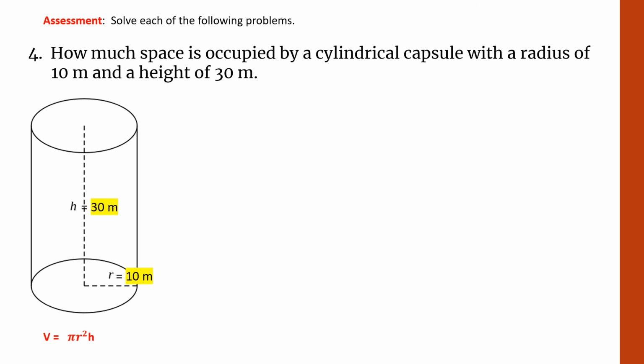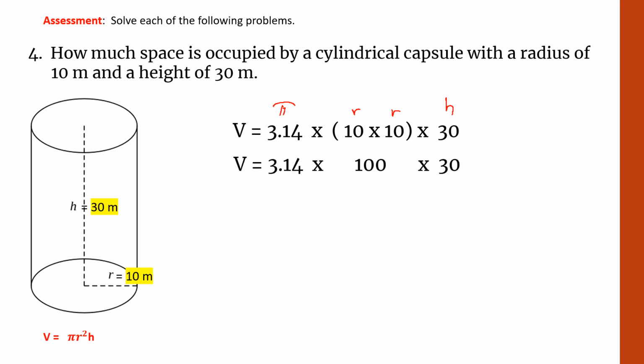Problem number 4. How much space is occupied by a cylindrical capsule with a radius of 10 meters and a height of 30 meters? Well, dahil ang given ay cylinder, ang ating volume formula ay pi r squared h. Replace natin. 3.14 of course is our pi. And then, since ang ating radius ay 10 meters, so we have here 10 and then times another radius and then times the height of 30 meters. Okay? Now, we have 3.14 times 100 times 30. 10 times 10 is 100. Kaya nagkaroon dito ng 100.